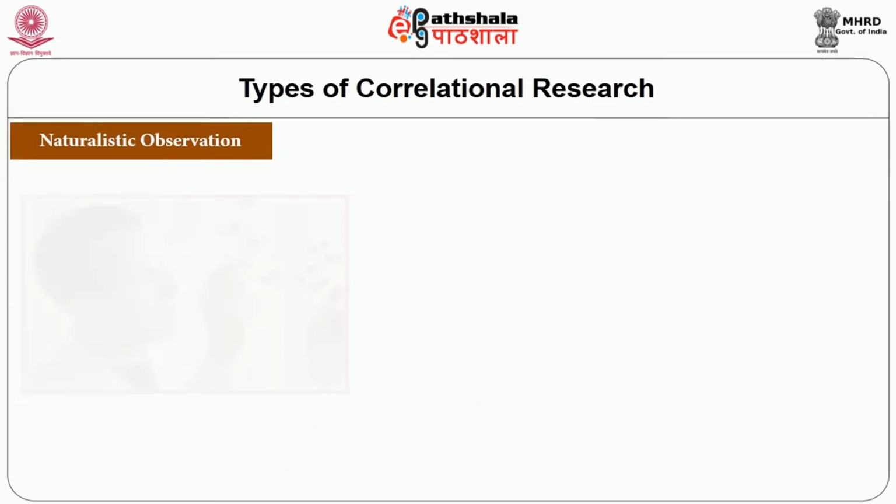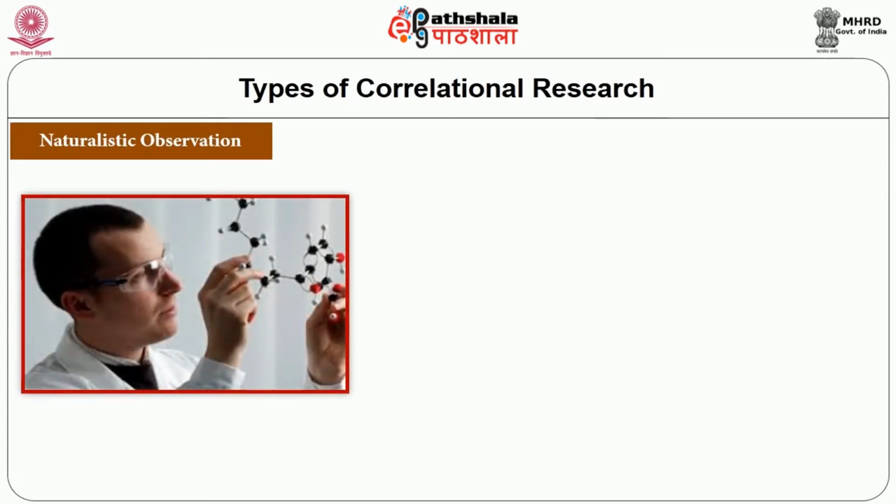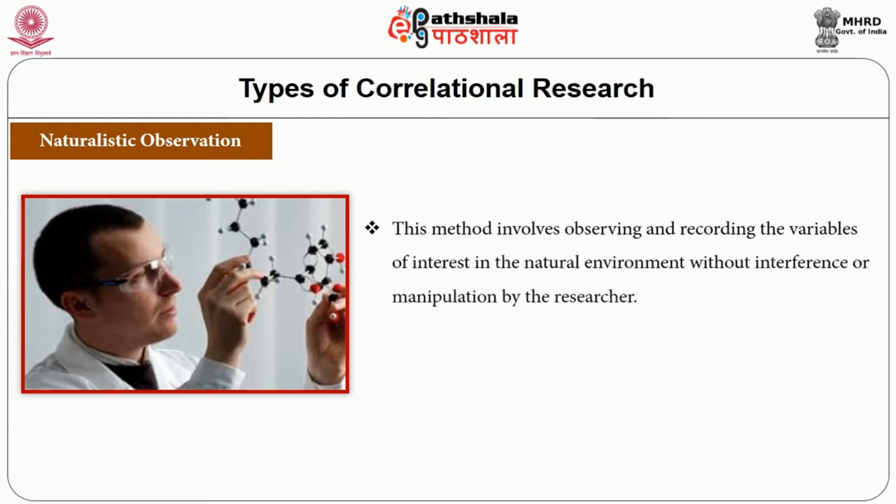The types of correlational research. Yes, there are three types of correlational research. Number one is naturalistic observation. This method involves observing and recording the variables of interest in the natural environment without interference or manipulation by the researcher.